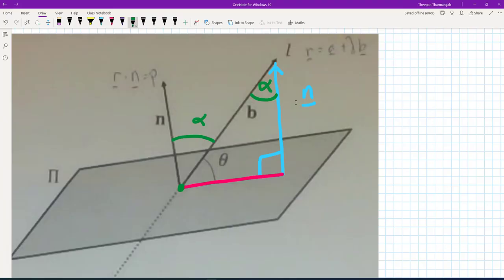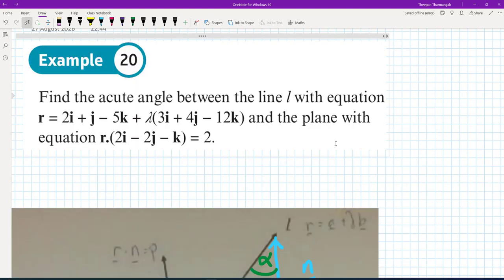The reason I've mentioned this is that the angle we want is the angle between the line L and the plane. This angle here is what we require, and we're going to call that theta. Theta is the angle we require, not alpha. So now let's take a look at the example.